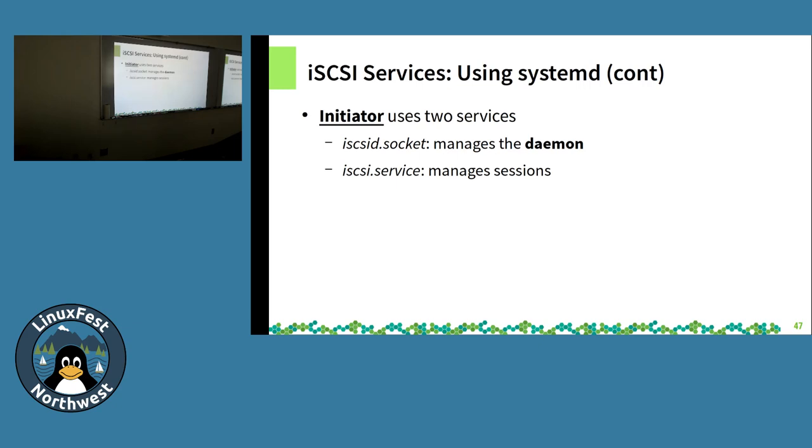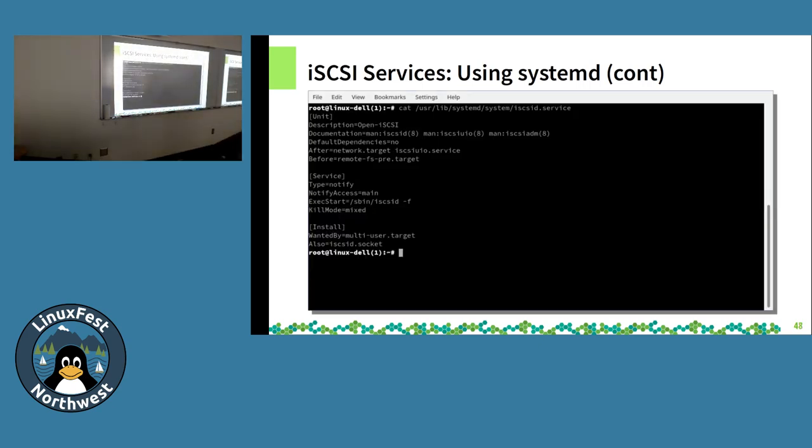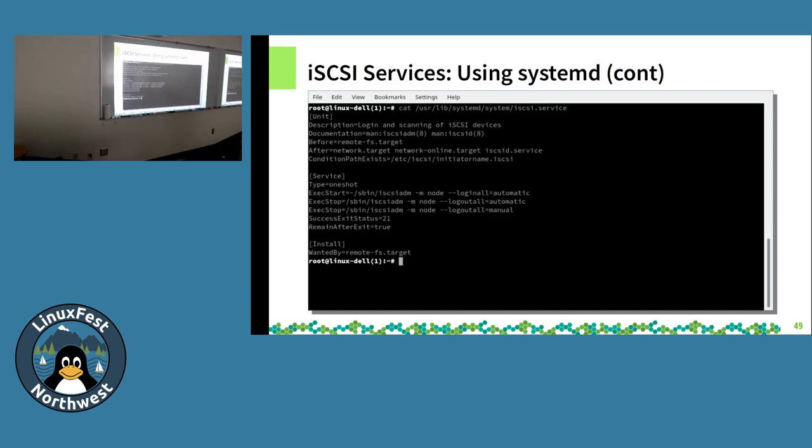And then this iSCSI.service is for automatic logins. If you have a target, let's say on a remote server, that you want to be there every time you boot up your system, you can set it up to do that, and that's the service that does it. And this is the iSCSI-D service, and you can see the main thing it does here is run the daemon. And this is the one for the login service, and the main thing it does is just run the iSCSI admin command in node mode, and it says log in to everything that's set up to be automatic.